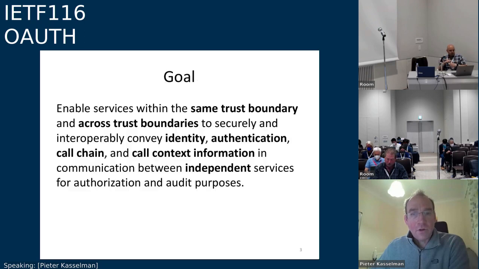So the identity chaining discussions come out of this desire to enable services within the same trust boundary and also across trust boundaries to securely and interoperably convey identity, authentication, call chain, and call context information between different, independent services. And really the purpose of having this information is for making fine-grained authorization decisions as well as for audit purposes.